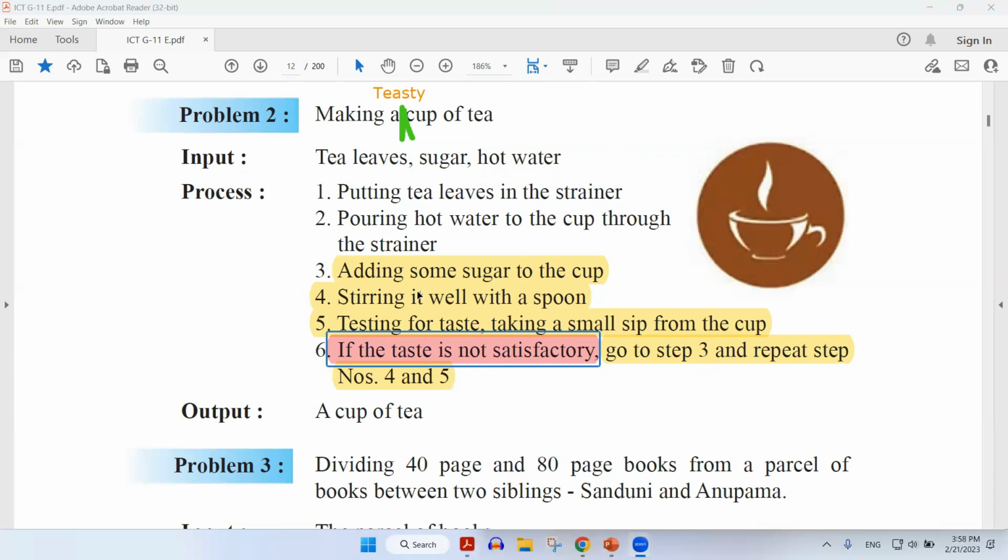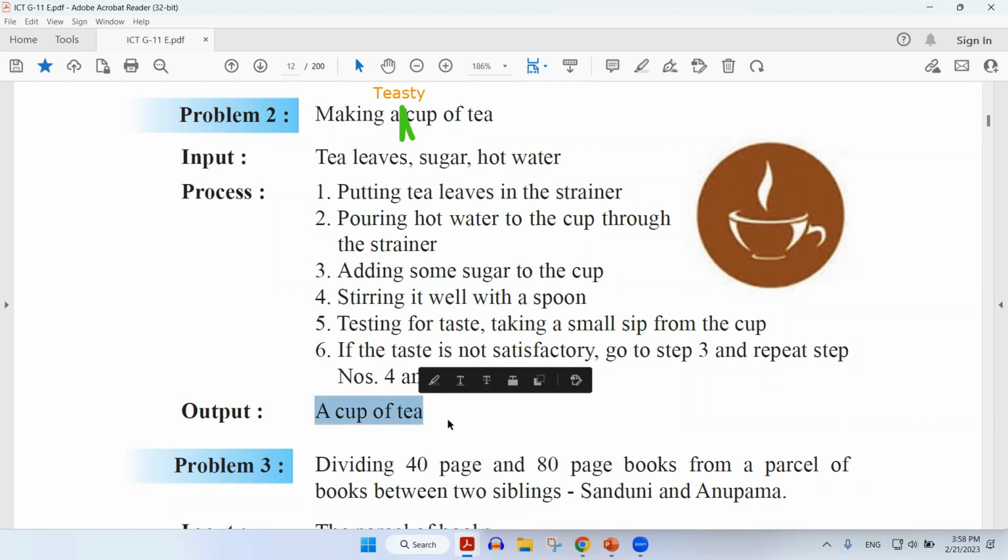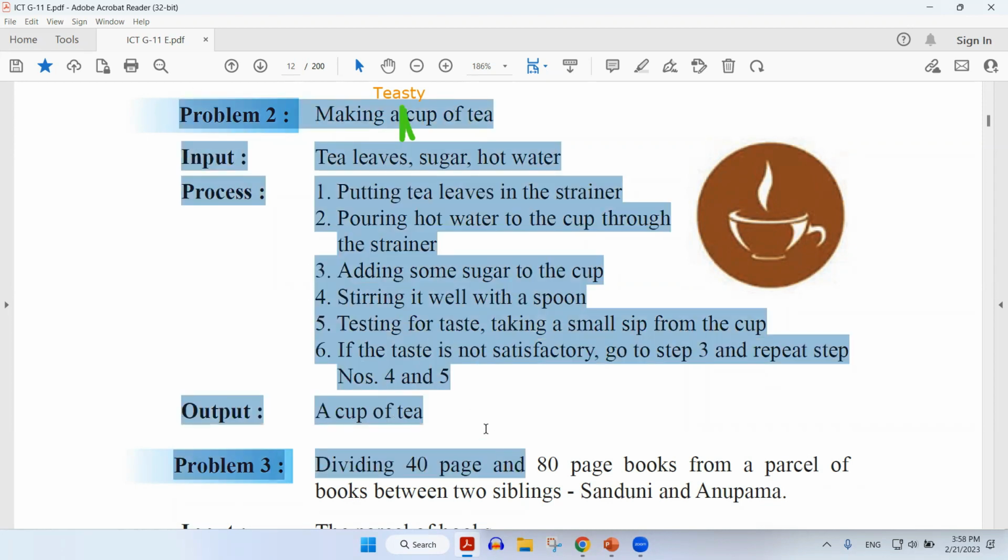Okay, great. Right, let's write about this second problem. So problem number 2. Say it is making a tasty cup of tea, and when you are writing the output, put the word tasty again, a tasty cup of tea, right? Not just a cup of tea, right? All right, so copy this down, people, as the second problem.